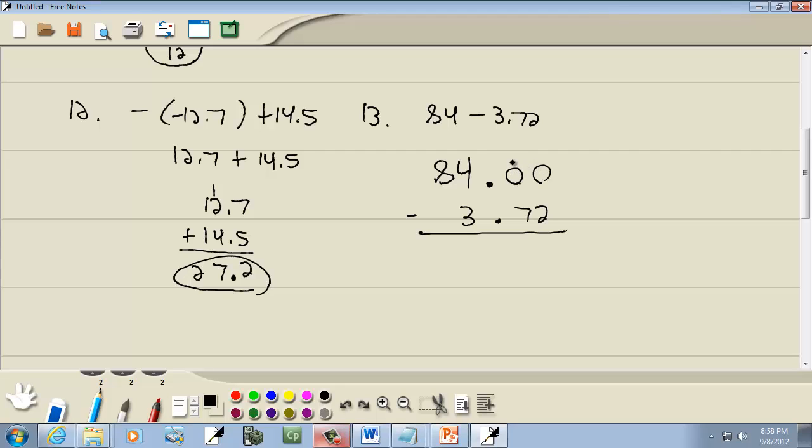So I come here, there's nothing to borrow, so I go another one over to the 4. I'm going to borrow 1 from that, so that goes to 3, and then this becomes 10. But that's not where we needed it. We needed the next one over. So we're going to borrow 1 from that, and that goes to 9, and this becomes 10. So then, 10 minus 2 is 8. 9 minus 7 is 2. 3 minus 3 is 0. And then 8 carries down. So 80.28 is our answer.